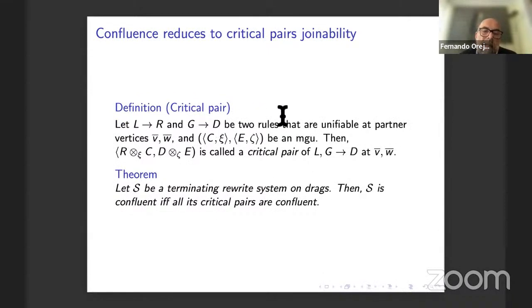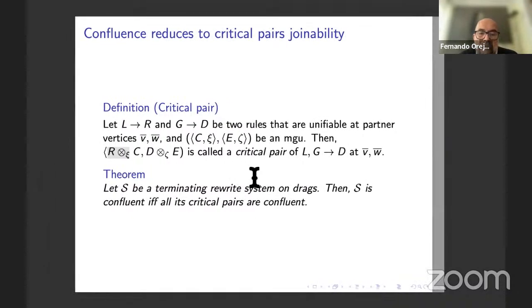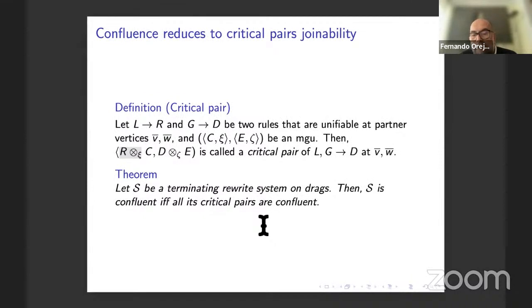So the critical pairs are just the usual pairs, where if we have this overlapping between LR and GD, so that we can extend them to a most general unifier, then a critical pair would be C composed with R and D composed with E. These are the cases where, if they are not confluent, then we have no confluence. And what can be proved as usual is that if all critical pairs are confluent and S is a terminating rewriting system, then this is equivalent to the confluence of S.